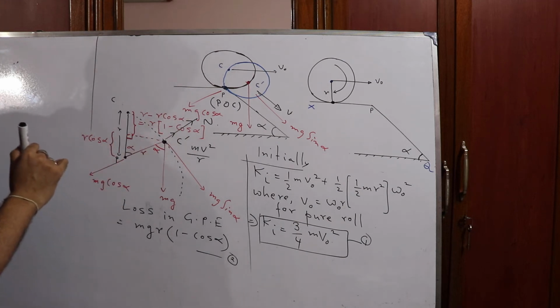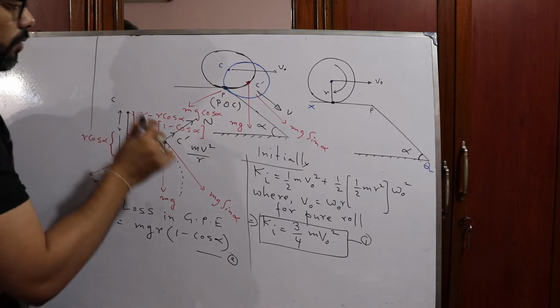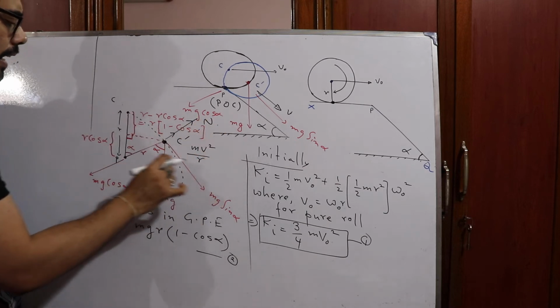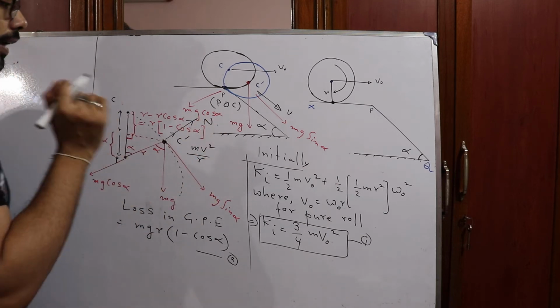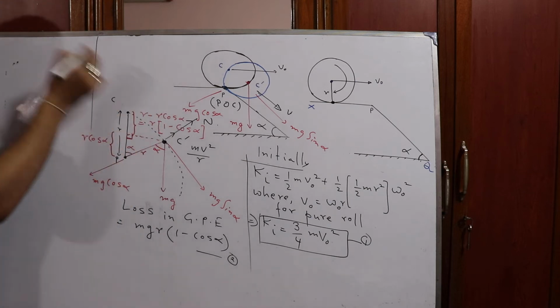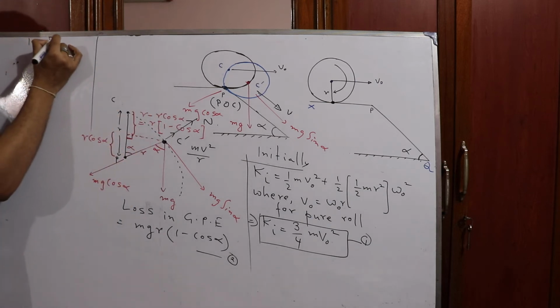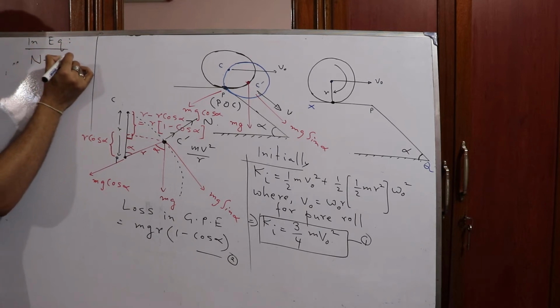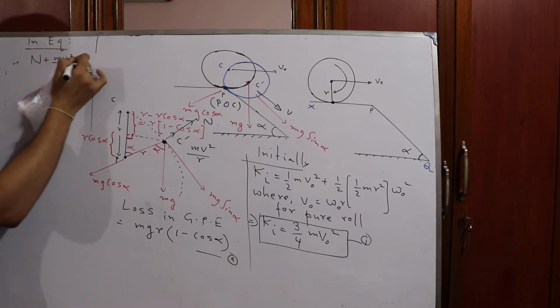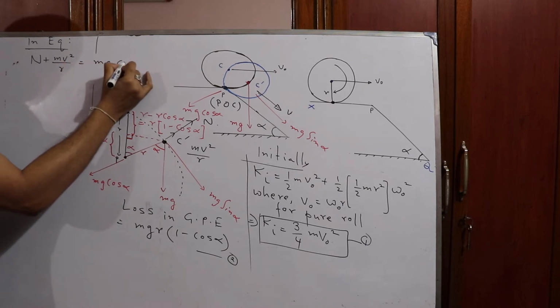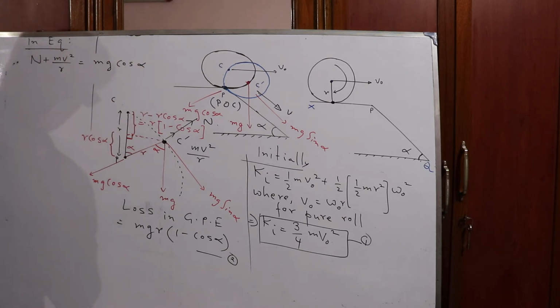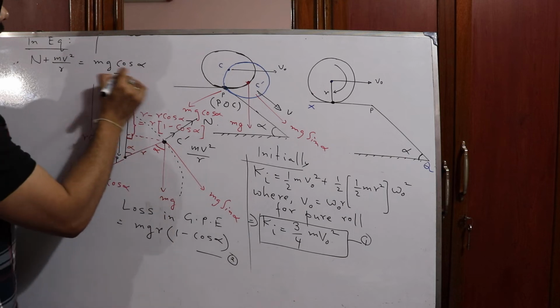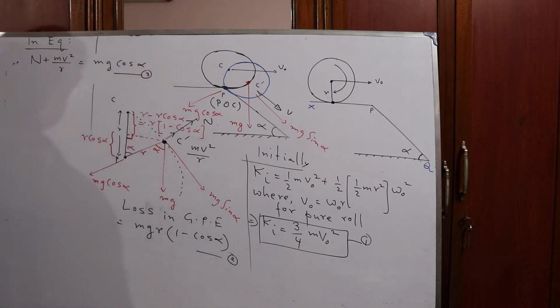So from here we can say that in equilibrium N plus m v square by r equals mg cos alpha. Okay, we will come to that. So in equilibrium, N plus m v square by r equals mg cos alpha. So this is my equation 3. I am just collecting equations.